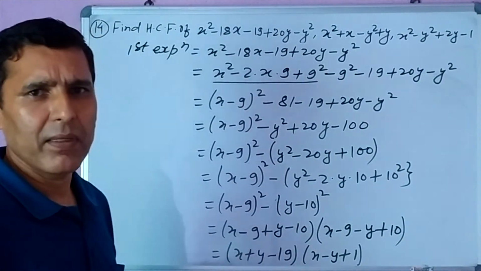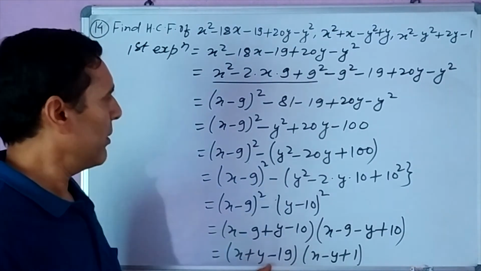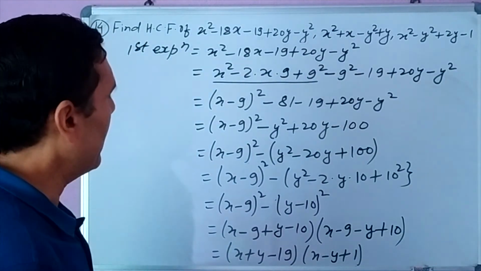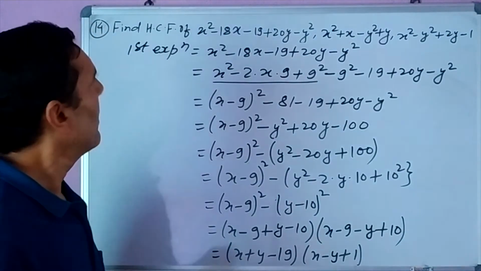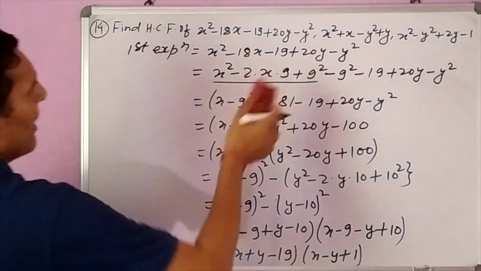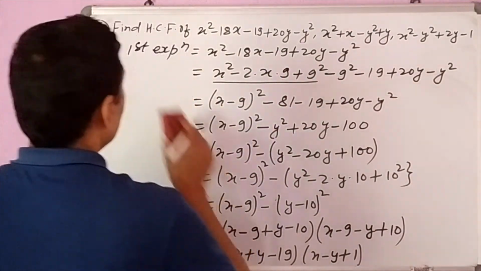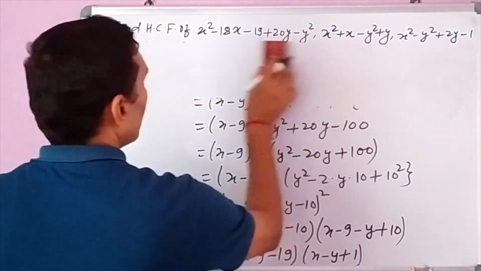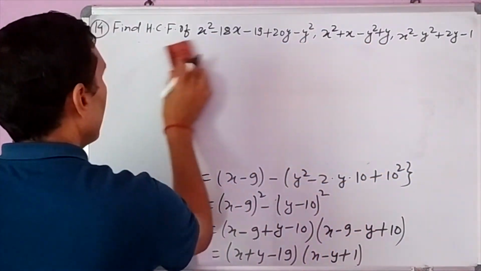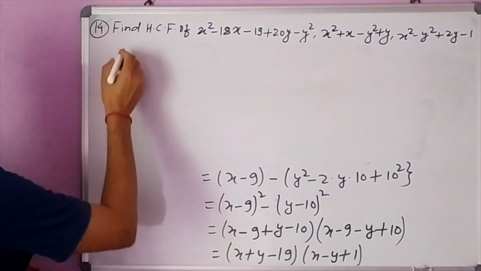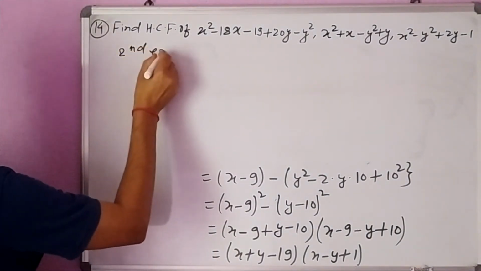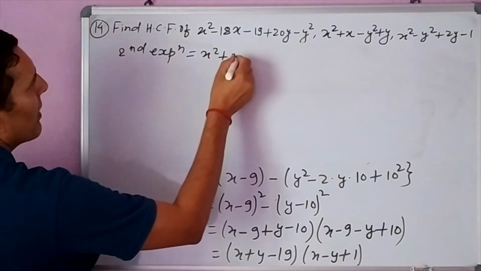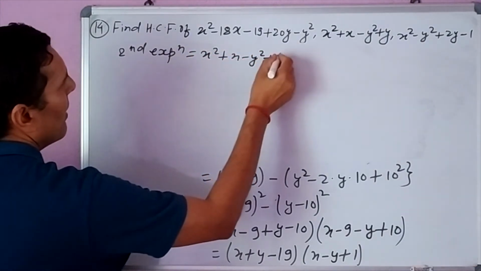So it is slightly difficult and we have to use a different technique as well. So please everybody try to understand it. Now the second and third expressions we also factorize in the same way. They are very easy. Our second expression is x square plus x minus y square plus y.